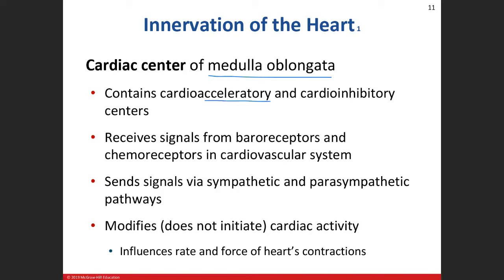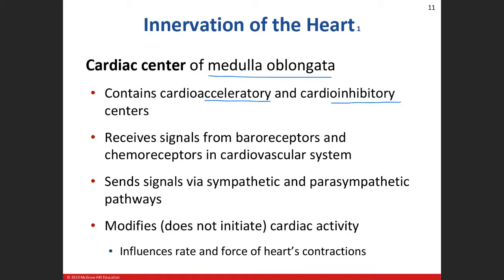The acceleratory, what do you think it does? Yeah, it's like your gas pedal. Speeds up the heart. Inhibitory is like the brake, slows it down. Real simple. So it's binary. It's one or the other, 1 or 0, yes or no. So how do we know which center we want to stimulate?